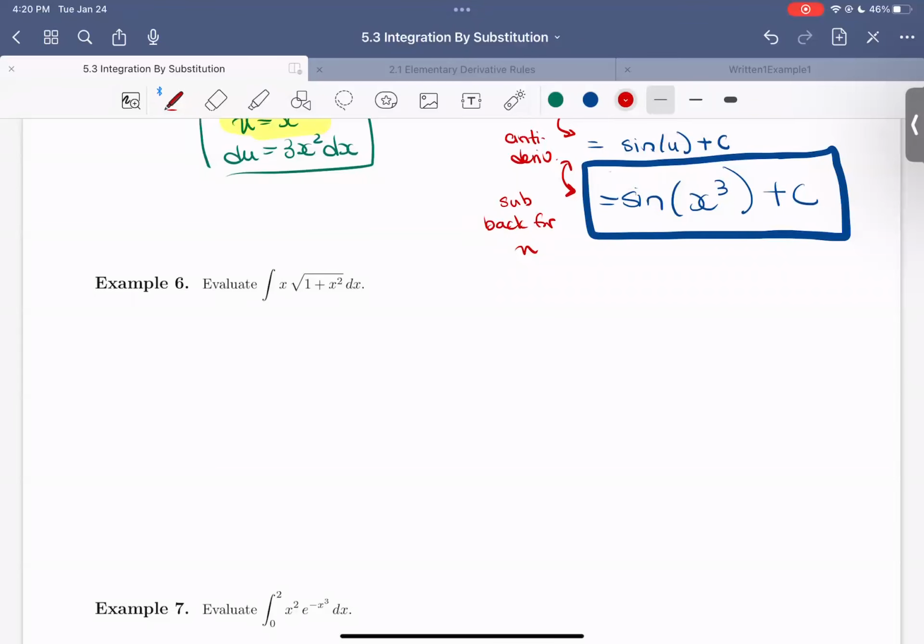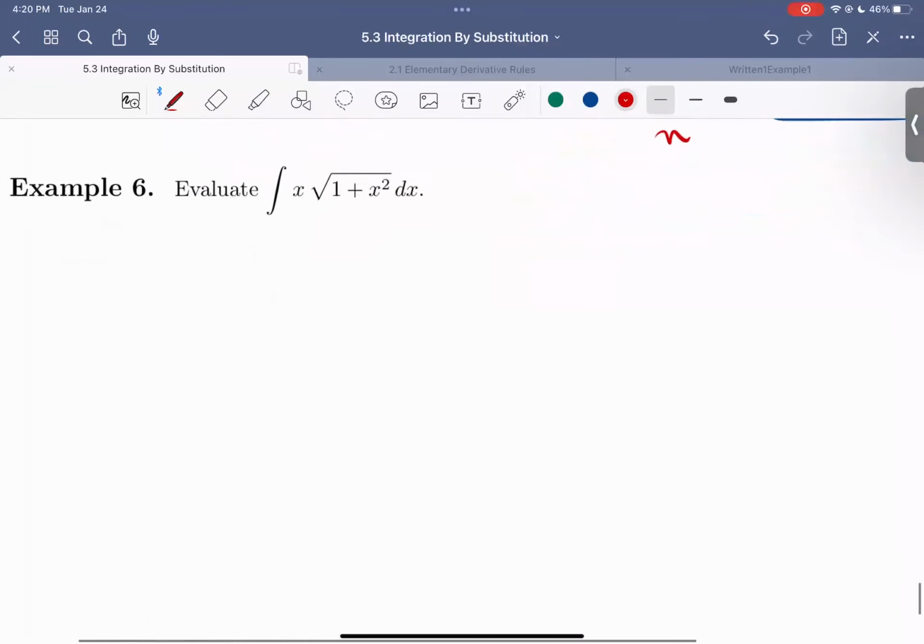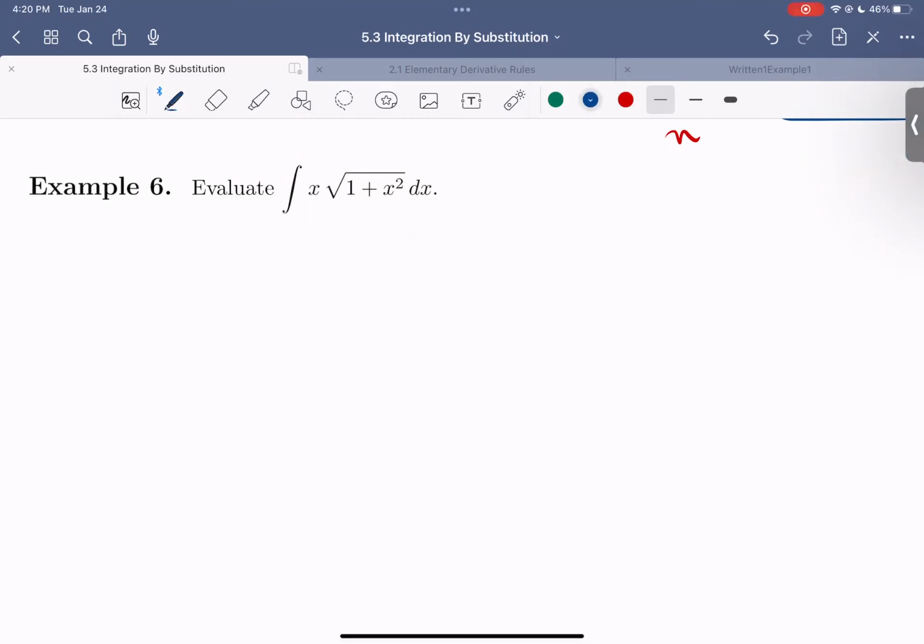In this video, we're going to look at example 6 in section 5.3 on integration by substitution. All right, so we need to evaluate this integral here. And so in the flavor of this section, we're going to use substitution.